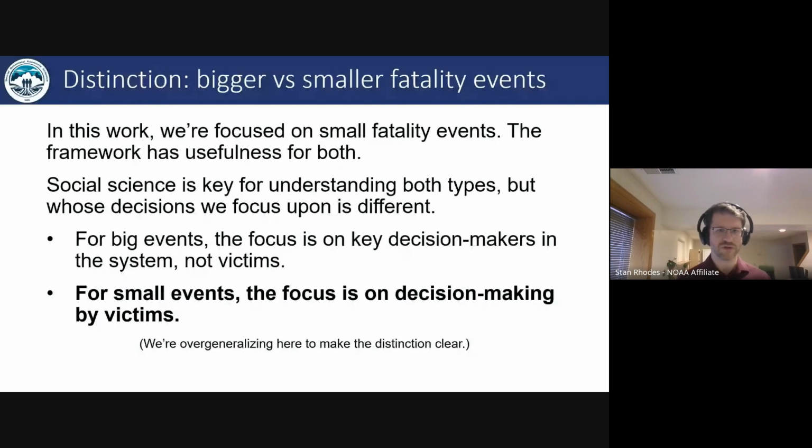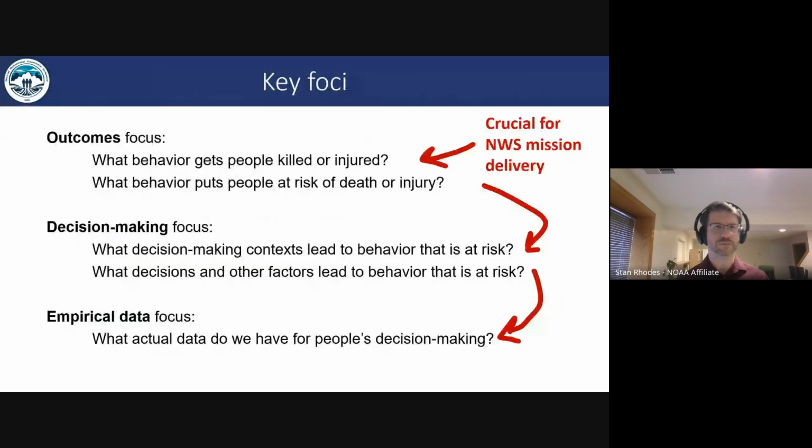For small events, the focus is a lot more on the decision making by victims because there's a general assumption that the overall societal system is working as normal. Of course, I'm very much overgeneralizing here to make this distinction clear. There's actually a lot of fuzziness and some overlap, but I want to be clear that we're focusing on these small events. We've been working on this for a while, and then the Texas flood happened, so it's been really important for us to make this distinction to people.